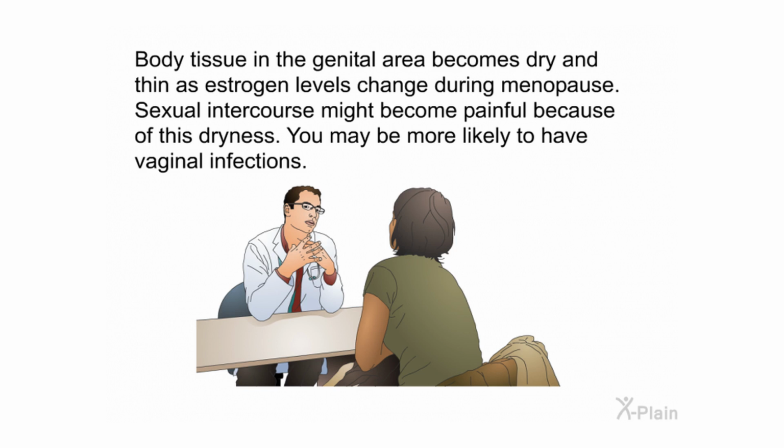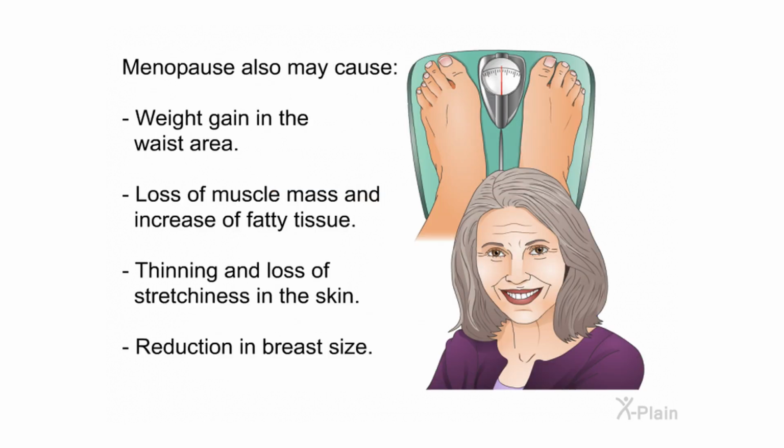Body tissue in the genital area becomes dry and thin as estrogen levels change during menopause. Sexual intercourse might become painful because of this dryness. You may be more likely to have vaginal infections. Menopause also may cause weight gain in the waist area, loss of muscle mass and increase of fatty tissue, thinning and loss of stretchiness in the skin, reduction in breast size.